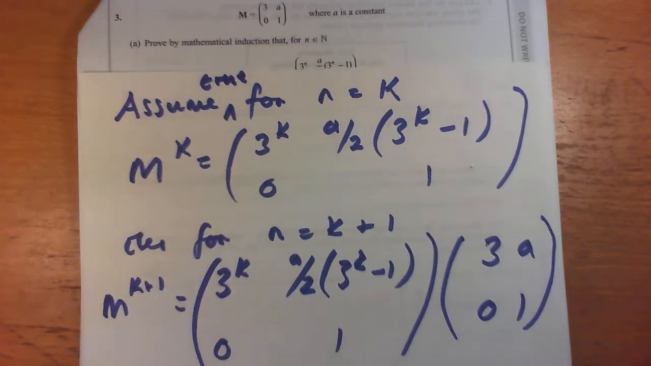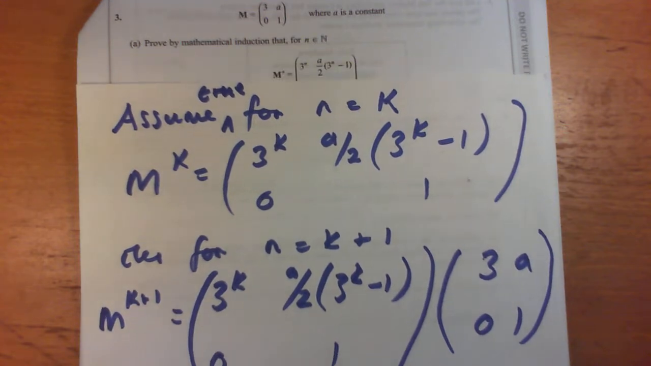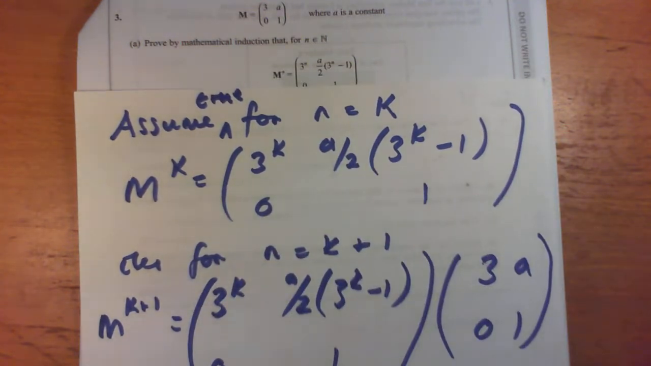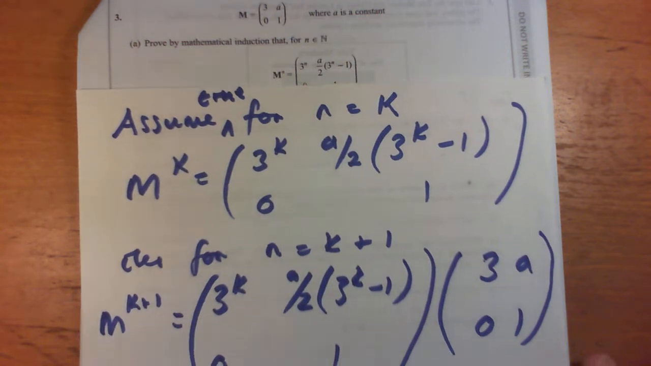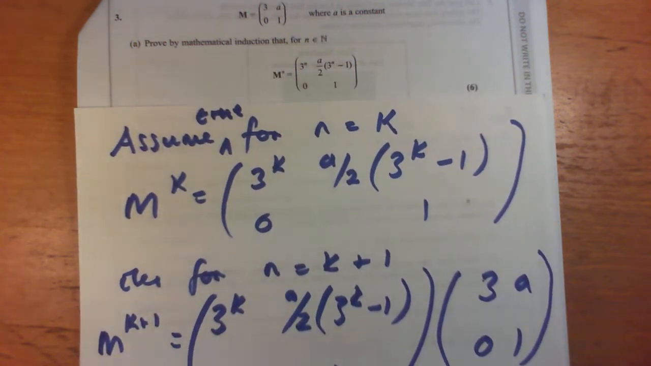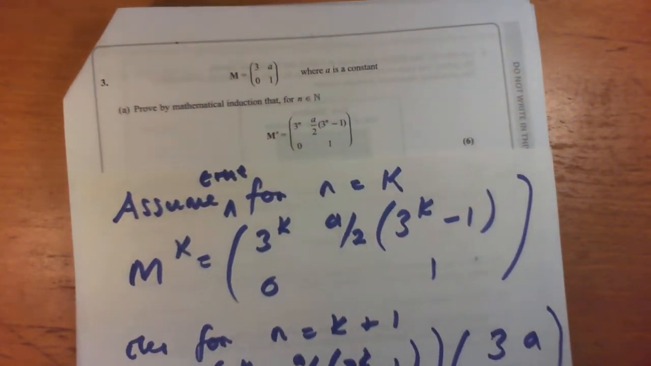Once you've got your expression, you've got a situation where you assume that it's true for n equals k. Therefore, you've shown that it's true for n equals k plus 1. But you need to show that it's true for one specific case in order for the whole thing to work.